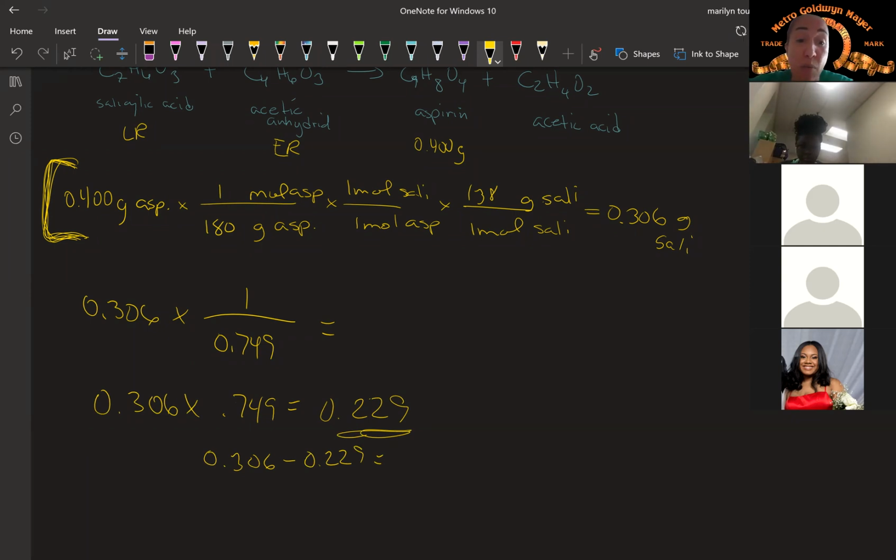So the only way you get more of it is if you do 0.306 divided by the percent. Can someone do the right way and tell me what the answer is for that one? I got 0.408. Exactly, 0.408 grams. So you need 0.408 grams of the reactant to be able to get the same amount of product that was originally asked for, if the reagent is 74.9% as effective, less effective, sorry.